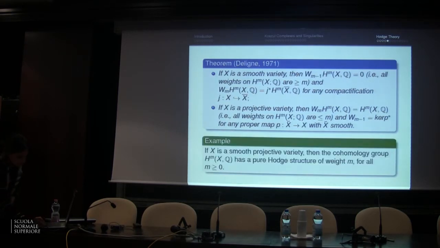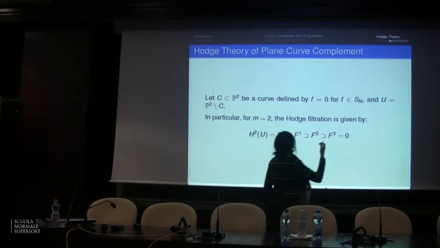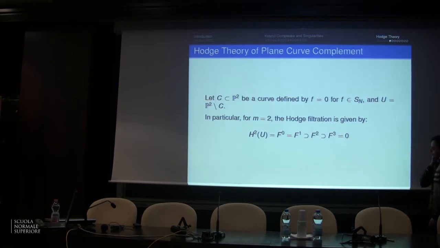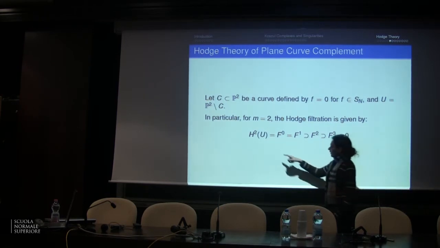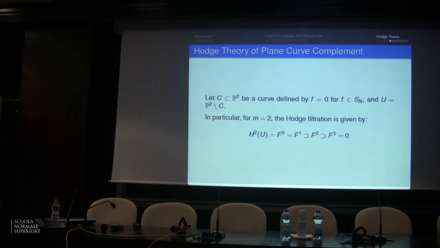So if X is a smooth projective variety, then H^m(X) has a pure Hodge structure of weight m for all m positive. In my case, we consider X to be the projective curve, and we take also U to be the projective component. So we looked at the Hodge structure of H^2 of U. And why did we choose H^2 of U? Because H^0 of U and H^1 of U are already known, and H^m of U are all equal to 0 for m strictly greater than 2.